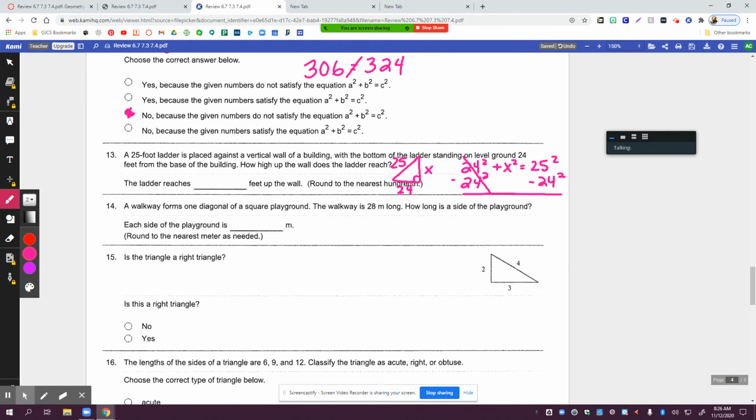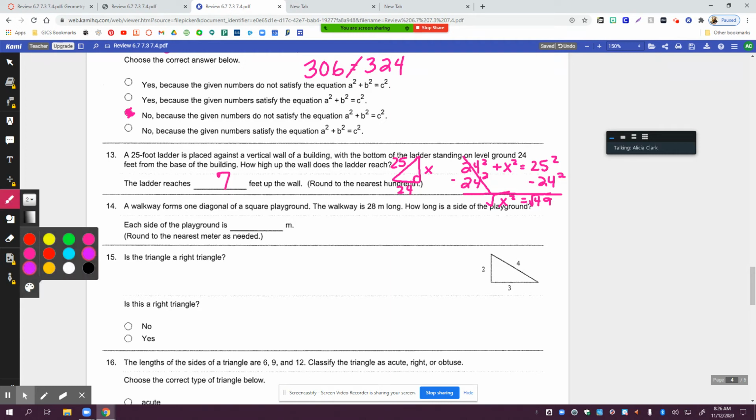That's going to end up giving you 49. And then I have to take the square root of both sides. So hopefully you do know the square root of 49. The square root of 49 is going to give you 7. So it's only going to go 7 feet up the wall, which makes sense because it's really far away from the building, so it's really slanted. It's not going to go up very high because it's not very steep.